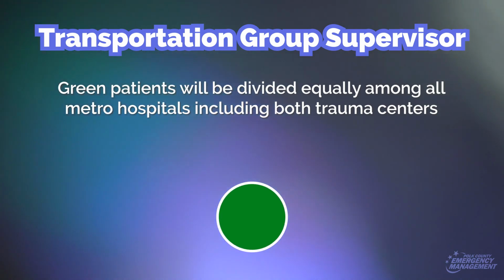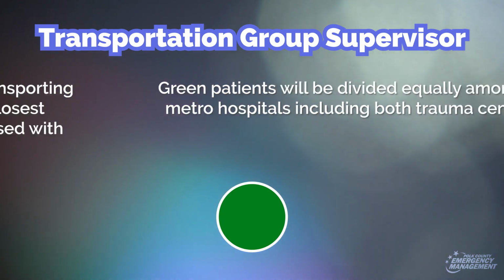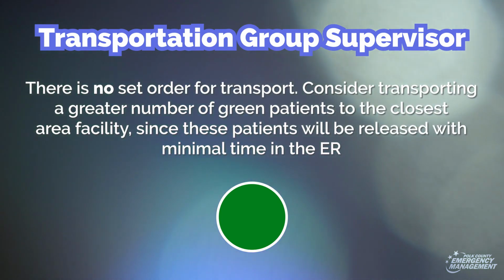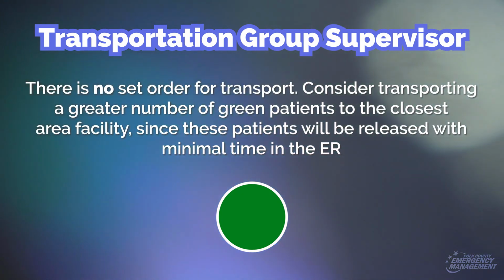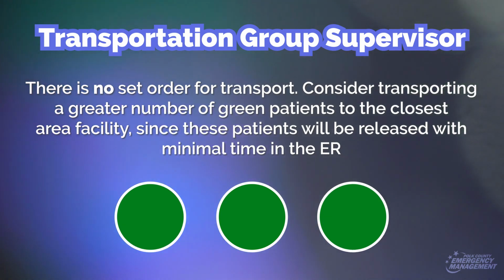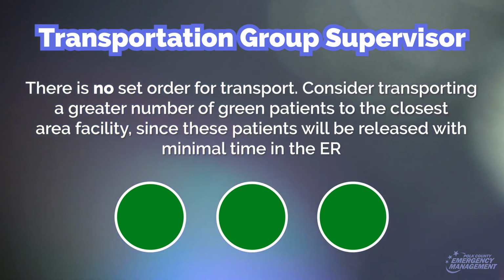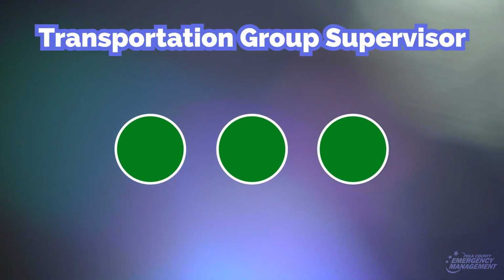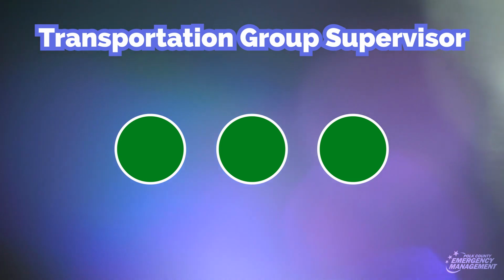Green patients will be divided equally among all metro hospitals, including both trauma centers. There is no set order for transport. However, consider transporting a greater number of green patients to the closest area facility, since most of these patients will be treated and released with minimal time in the ER. Green patients may be transported several at a time, provided adequate BLS staff are available for each transport.